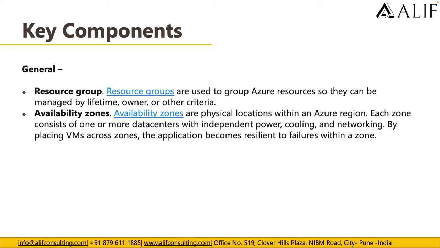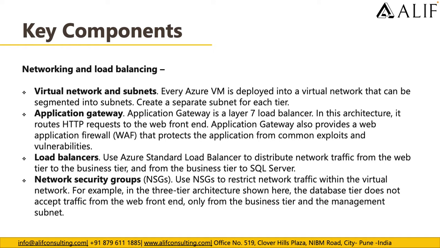So the resource group is there, which is a key component and can be used for grouping the resources. You have availability zone, which is a physical location within a region, and each zone consists of one or more data centers with independent power, cooling, and networking. By placing the VMs in multiple zones, the application becomes resilient to the failure of a zone. Virtual network and subnet will be required to deploy the VMs, application gateway, and load balancer.